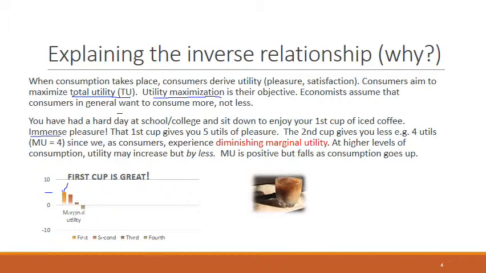You get immense pleasure from that first cup. Let's assume, for the sake of argument, that you can actually measure the amount of pleasure you get from it. Let's call the unit of measurement utils, and let's assume that you get 5 utils from that first cup. Okay, that means that your marginal utility on the first cup is equal to 5 utils, as shown in the column chart down there.